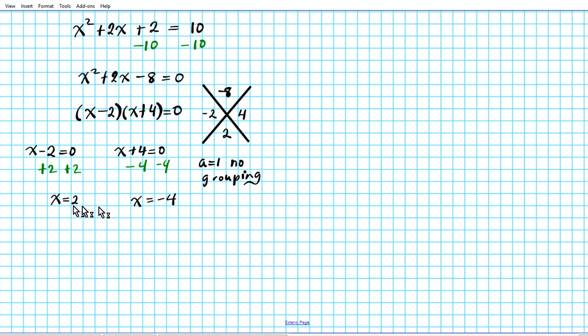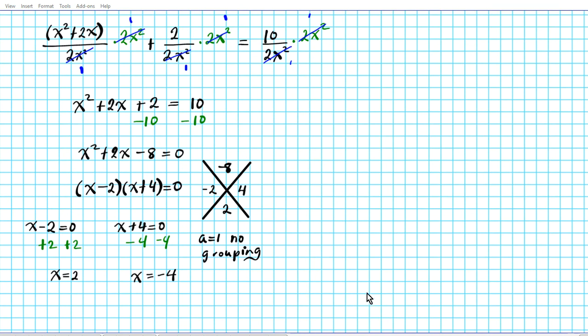Okay, now these are our potential solutions. We do not know if they are the actual solutions yet. How do we determine if they're solutions or not? What we're going to do is we're going to simply do a check. Okay, we'll check by substituting these answers into the original problem. Alright, let's go ahead and do our check.